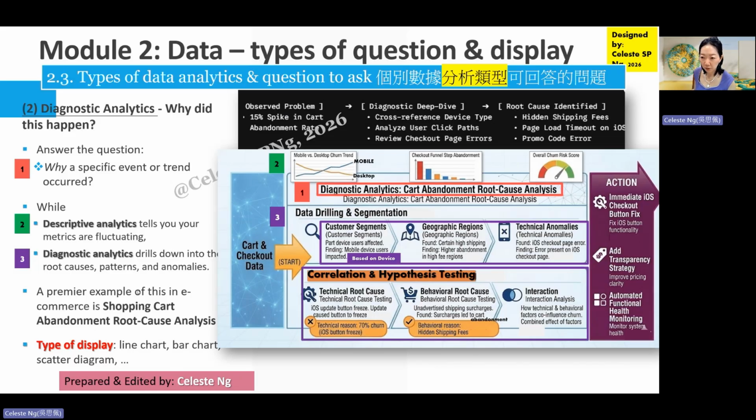So this is an example of e-commerce shopping cart abandonment root cause analysis. Usually for this kind of root cause analysis, we can also use the fishbone diagram to illustrate, allowing us to drill down and ask several why questions in order to identify the real root cause behind a problem that surfaces. And the type of display that we can use to illustrate our diagnostic analytics result could be a line chart, bar chart, scatter diagram, and so on.